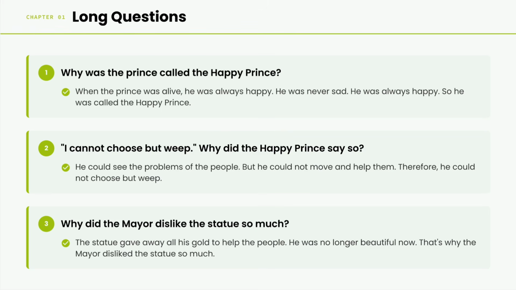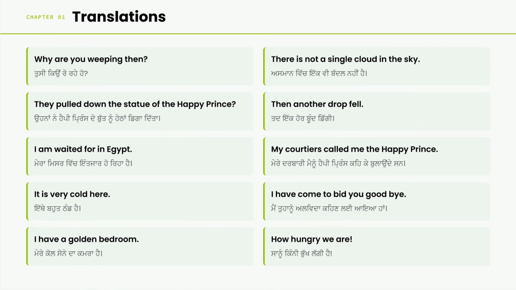Question 3. Why did the mayor dislike the statue so much? Answer. The statue gave away all his gold to help the people. He was no longer beautiful now. That's why the mayor disliked the statue so much. Now let's practice the translations from chapter 1. I'll read the English sentence first, then the Punjabi translation.